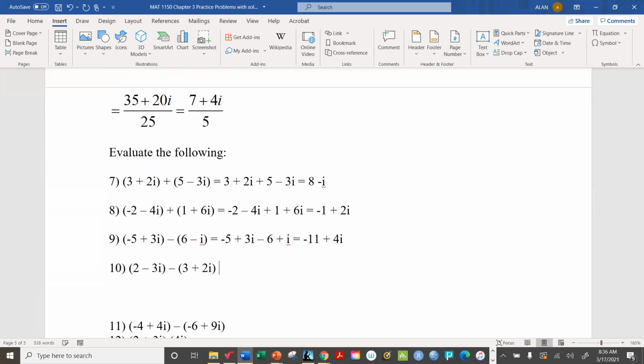All right, now here we have 2 minus 3i minus 3 minus 2i. Now remember, you have to be careful here. You're subtracting this entire term, so both of these become negatives. And so when you bring together the constants, you should have minus 1 minus 5i, and you're done.